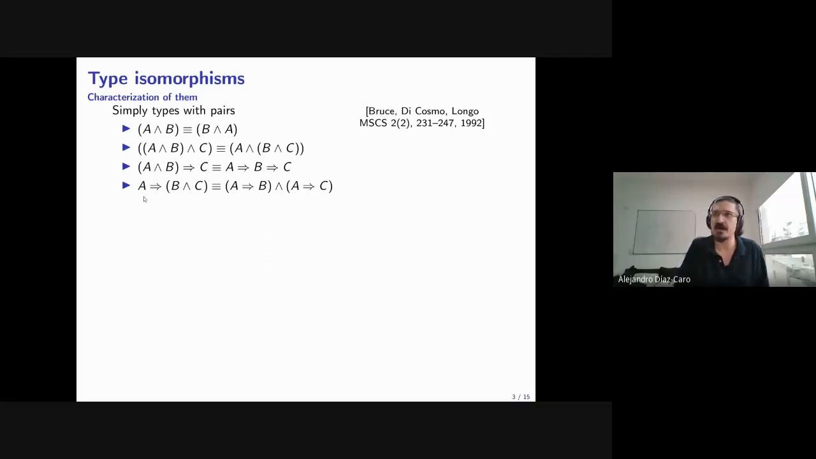Okay, so you have associativity, you have commutativity of conjunction, associativity, you have this kind of thing that is called currying. Okay, A and B implies C is the same as A implies B implies C. And then this distributivity rule that says that A implies B and C is the same as A implies B and A implies C. So for the first one, I already showed you what the two programs are, which swap in the two senses and compose to the identity.